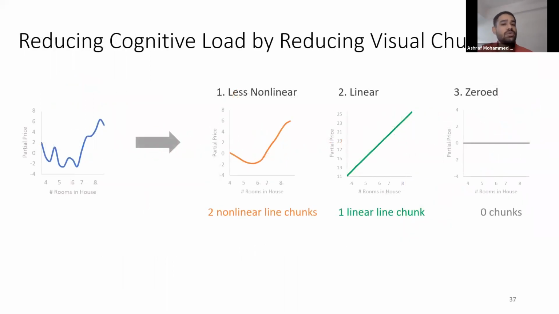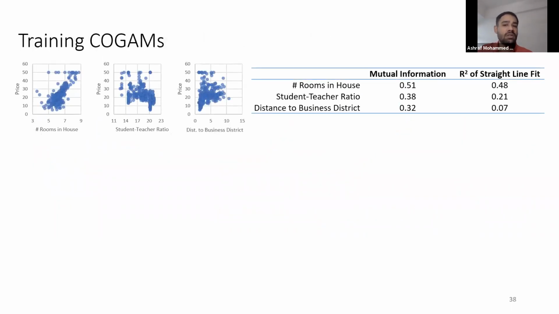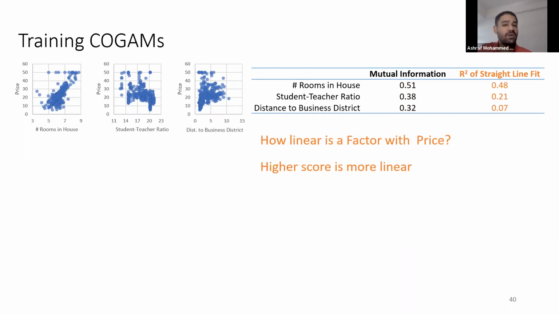So recall now that our approach to reducing cognitive load was either to make a factor less nonlinear, make it fully linear, or zero it out. So with this background, let's see how we can train COGAMs. We'll start with an example that has three factors. On the left, you see the scatter plot of the raw data, and on the right, you see a table with some scores. So the mutual information score of a factor tells us how predictive a factor is towards the price. So a lower score implies that the factor is less predictive and hence is a candidate for removal. The R-squared score of the straight line fit tells us how linear the relationship between the factor and the price is. So a higher score implies a more linear relationship, and we might want to model that factor linearly.